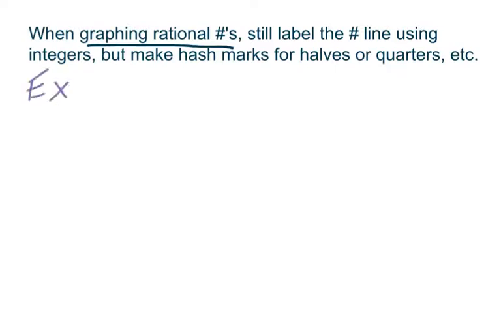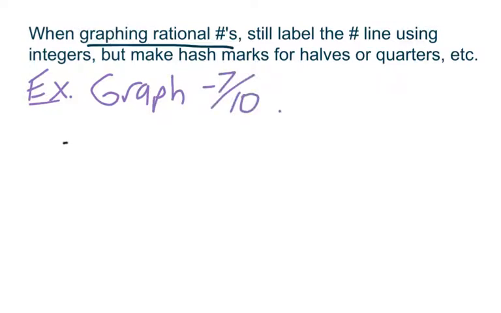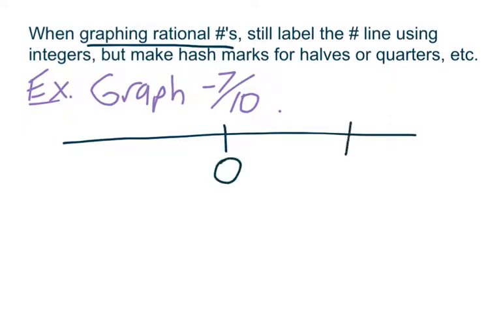So for instance, if we were to graph -7/10, we can make our number line. 0 can go here, 1, -1. So we always use integers when we put those marks, those labels. And then -7/10, I'm going to put a half. A half would be about right here, halfway between 0 and -1. That would be 1/2. And that would be -1/2.